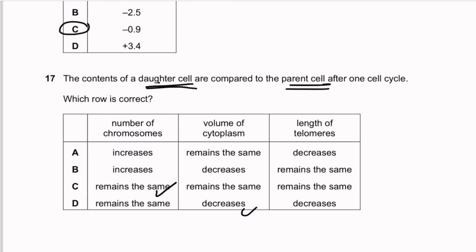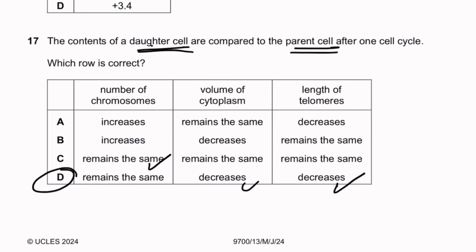Length of telomeres. After every time DNA replication happens, which is just before the cell cycle, when mitosis happens, that's going to decrease the length a little bit, especially if it's not a stem cell. The length of the telomeres should decrease. So the answer would be D.